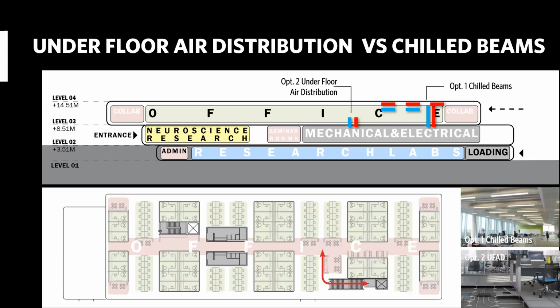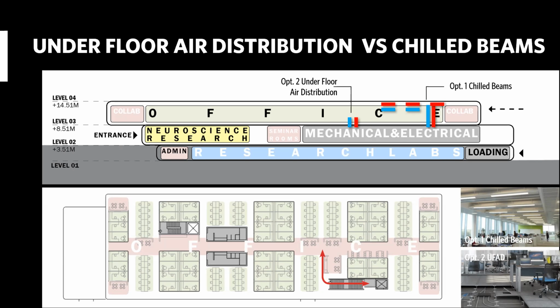Let me tell you about one example of this kind of target value design and integrated thinking that really helped the project. And that was the decision to change chill beams for underfloor air distribution. As I mentioned in the previous slides, the building has a different mechanical system for the dry labs and office spaces that are on the top 2 floors. This helps to lower the energy demand.